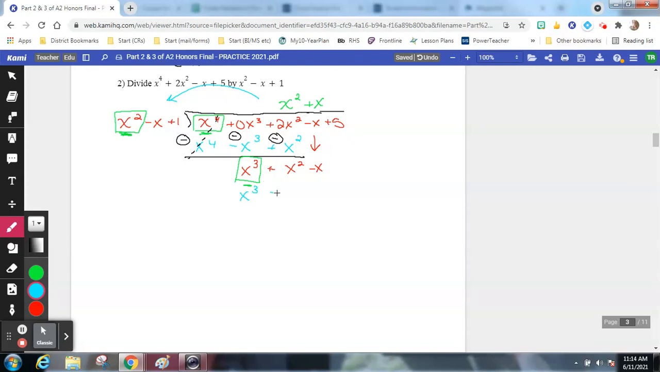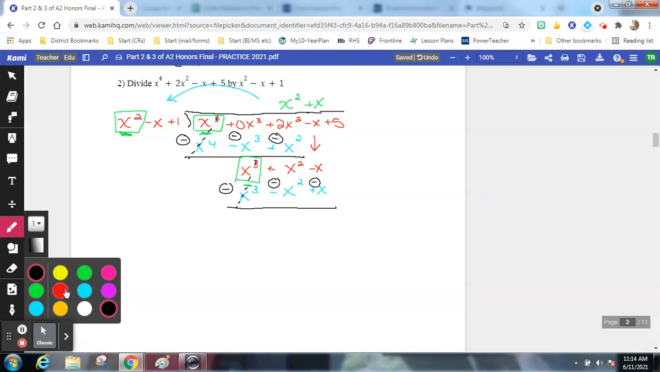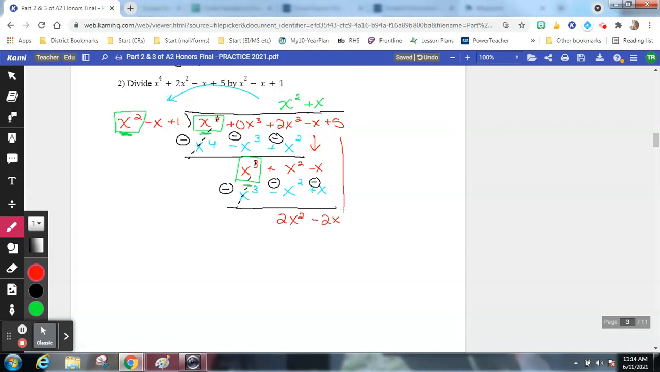X times a negative x is negative x squared. X times 1 is a positive x. Again, everything lined up nice and neat. I subtract. Cubes cancel. And then x squared minus a negative x squared, well, that's 2x squared because minus a negative, we're going to add it. Negative x minus another x is a negative 2x. Drop down that 5 and repeat one more time.